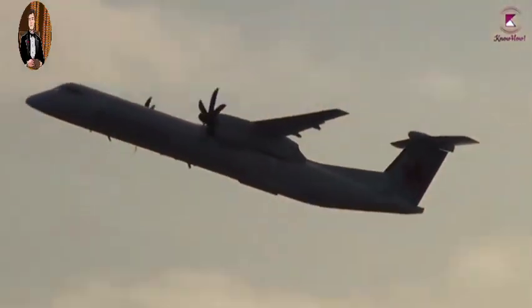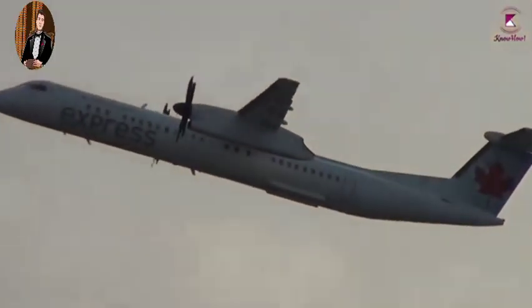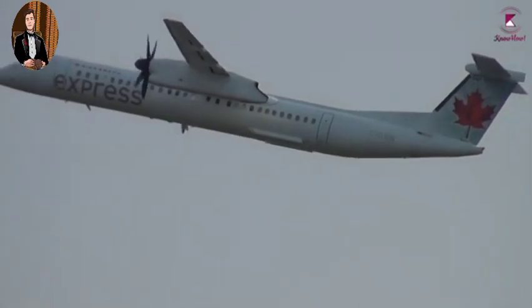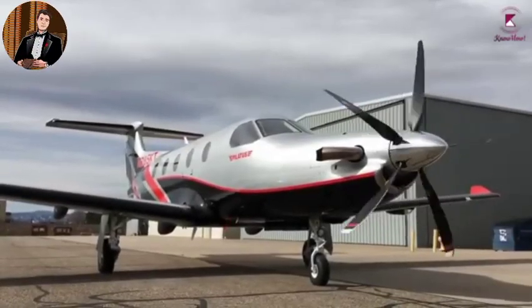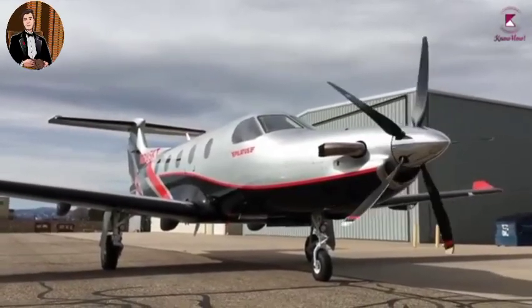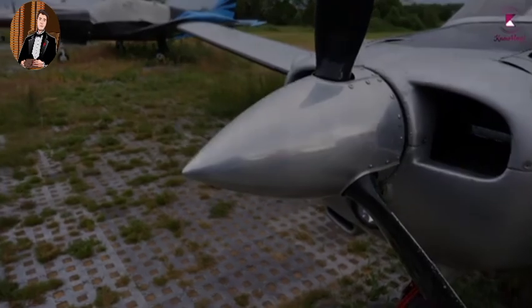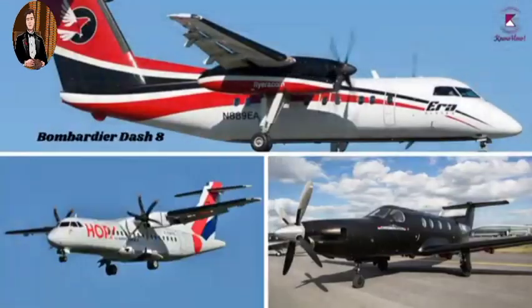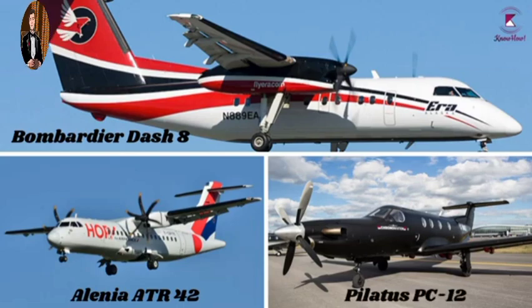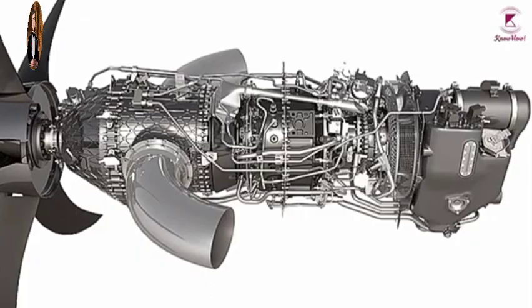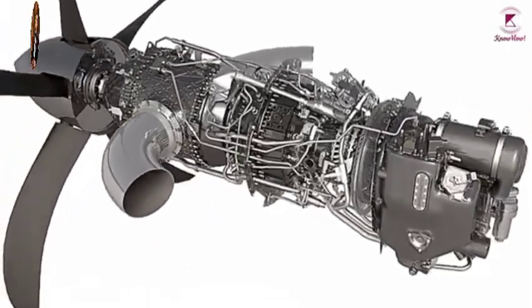When the aircraft is used over relatively short distances, these cost and performance benefits offset the lower speed, making turboprops the engine of choice for most commuter aircraft. Examples of turboprop-powered aircraft include the Bombardier Dash 8, the Alenia ATR-42, and the Pilatus PC-12. In this video, we will discuss some of the fundamentals of turboprop engines.